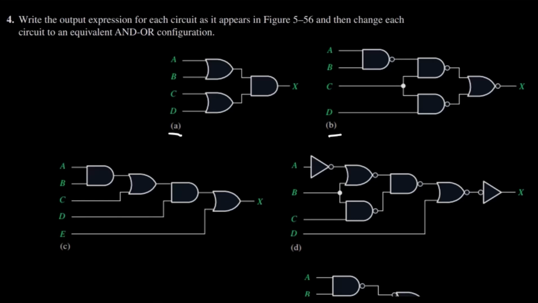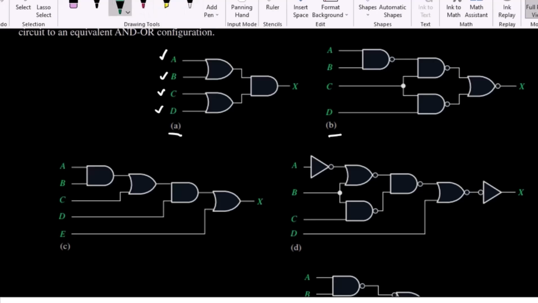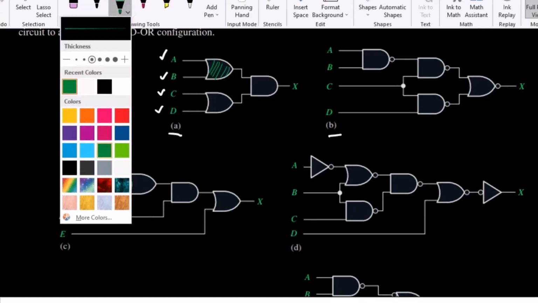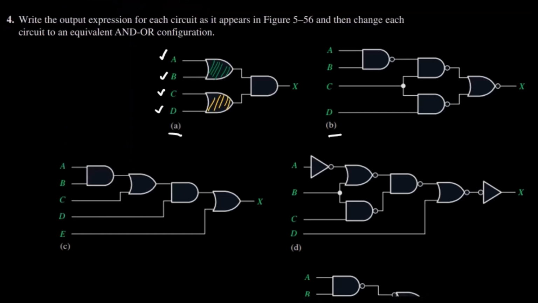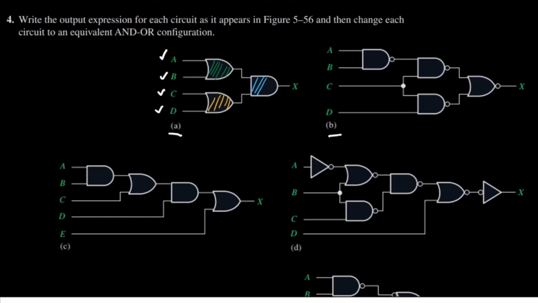So let us take part A. In part A we have 4 inputs, which are A, B, C and D. So these are basically the 4 inputs which we have. Here, let me give certain colors to the inputs given to each part. To the first gate, I give this green color. To the second one, let me give this yellow color. And to the third one, let me give this light blue. The output here we will have in the form of this light blue.